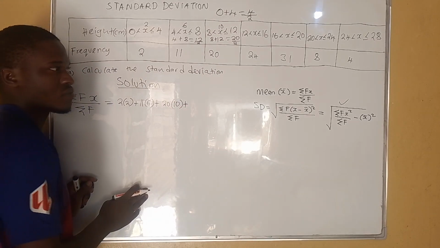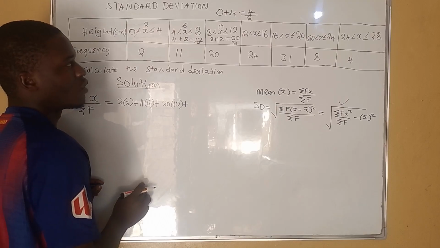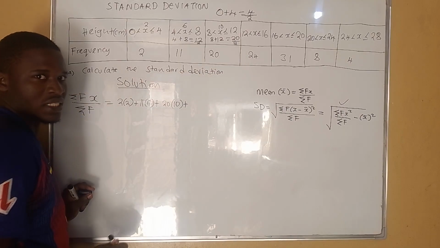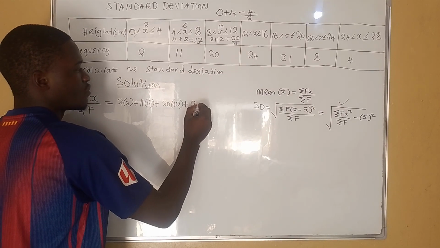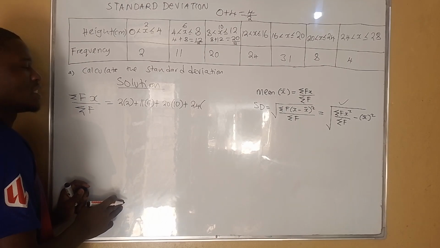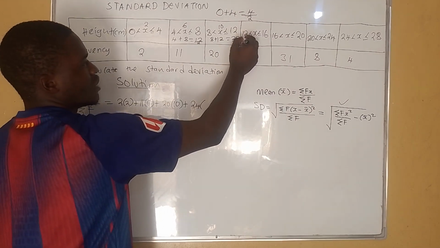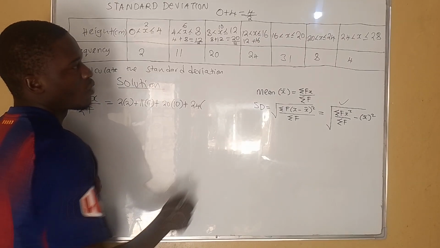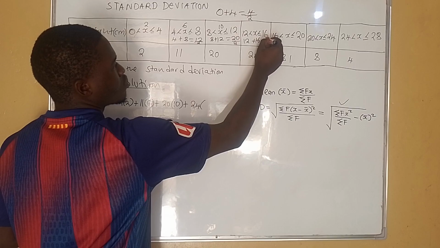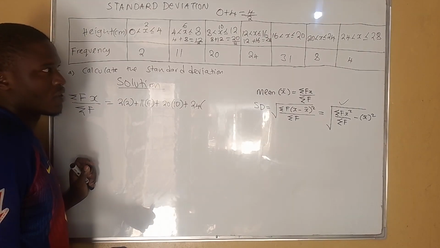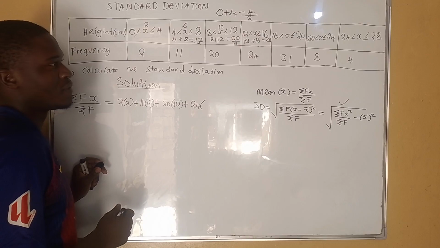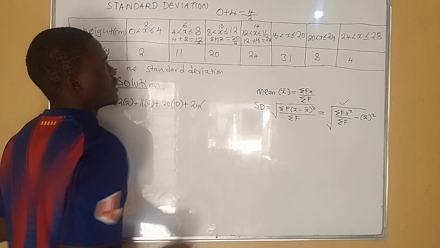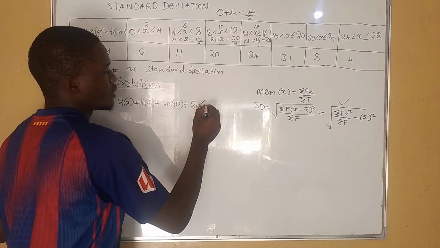So you have 10, plus, now we are here. What is f? F is 24. So you multiply 24 by x. This x here is, we add 12 plus 16. What is 12 plus 16? You are going to have 28. So 28 divided by 2, we are going to have 14. So we have 14 here.